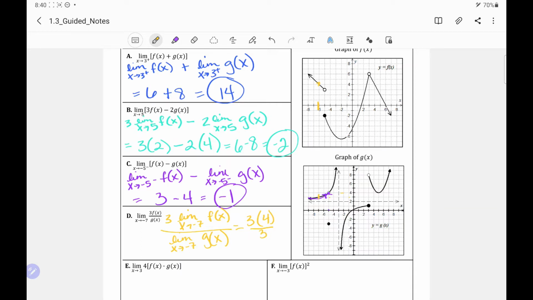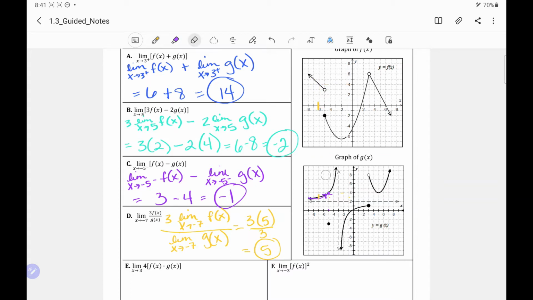Actually, for some reason, I just noticed this one. I don't know why I wrote 4. This is negative 6, and we needed negative 7, so we should be up here at 5. So let me erase this out and put the 5. It should be 3 times 5 divided by 3, which we know would just leave us 5. So the limit there is 5.